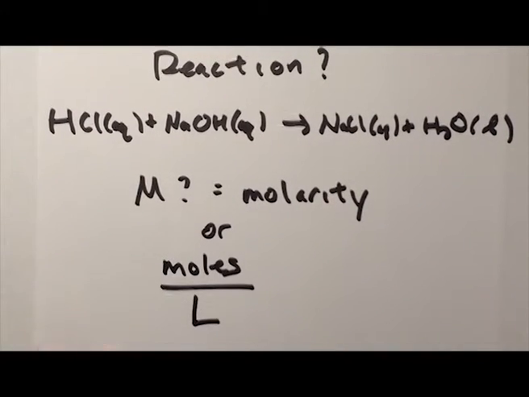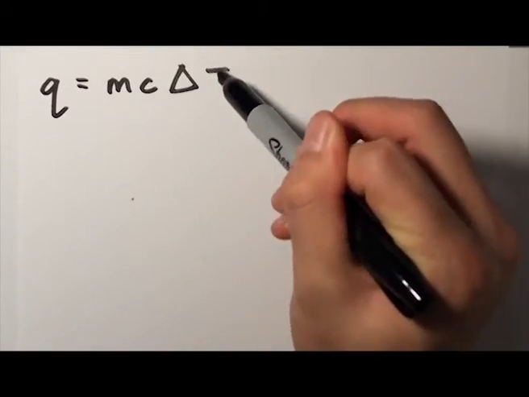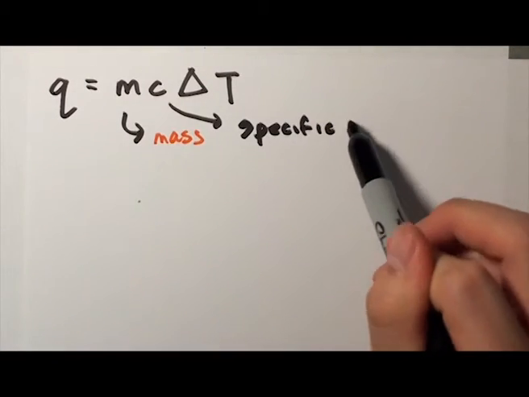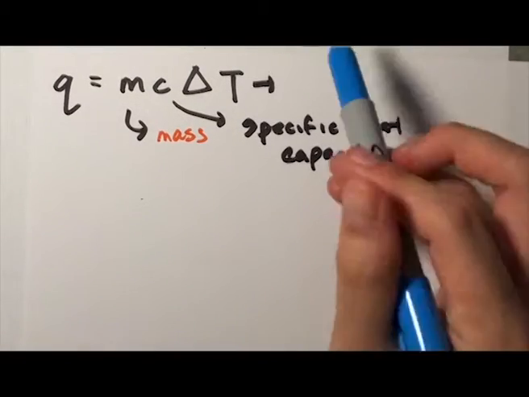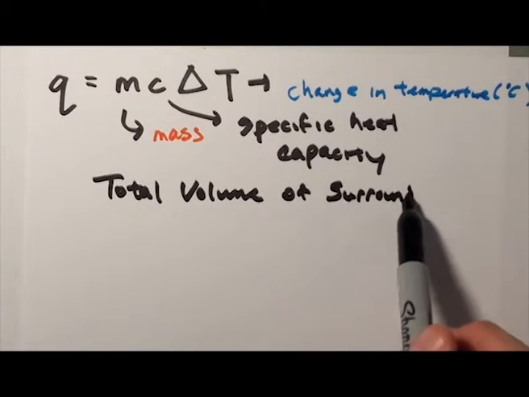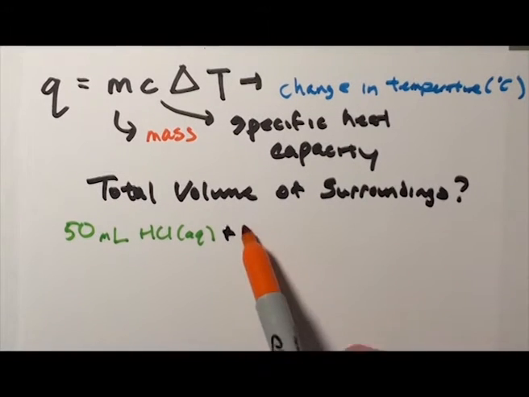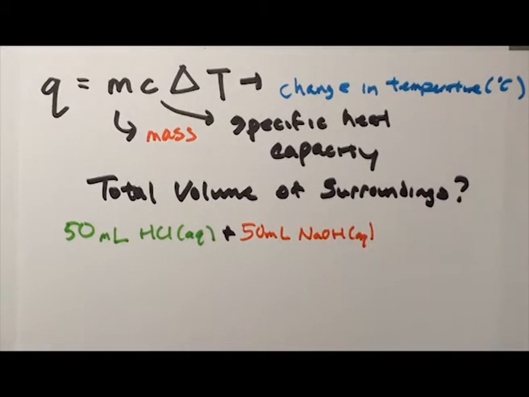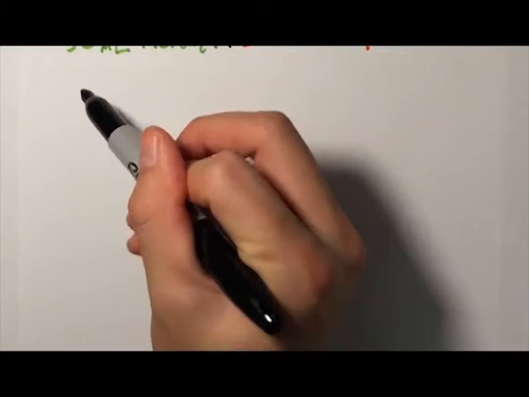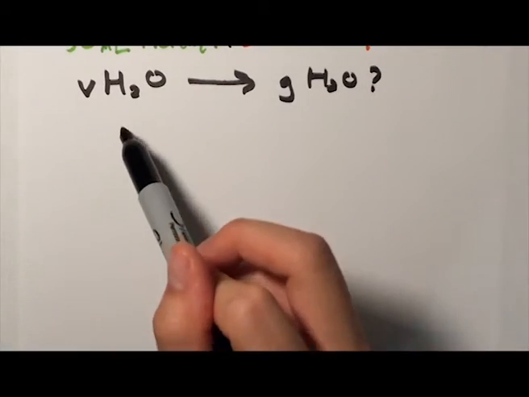The equation we will use to solve this problem is Q equals mc delta T, where Q is the heat flow, m is the mass, C equals the specific heat capacity, and delta T is the change in temperature. We then need to determine the total volume of the surroundings for our equation. We know that we have 50 milliliters of hydrochloric acid and 50 milliliters of sodium hydroxide, which will produce 100 milliliters of solution. We can convert the total volume of solution to grams of solution using stoichiometry.